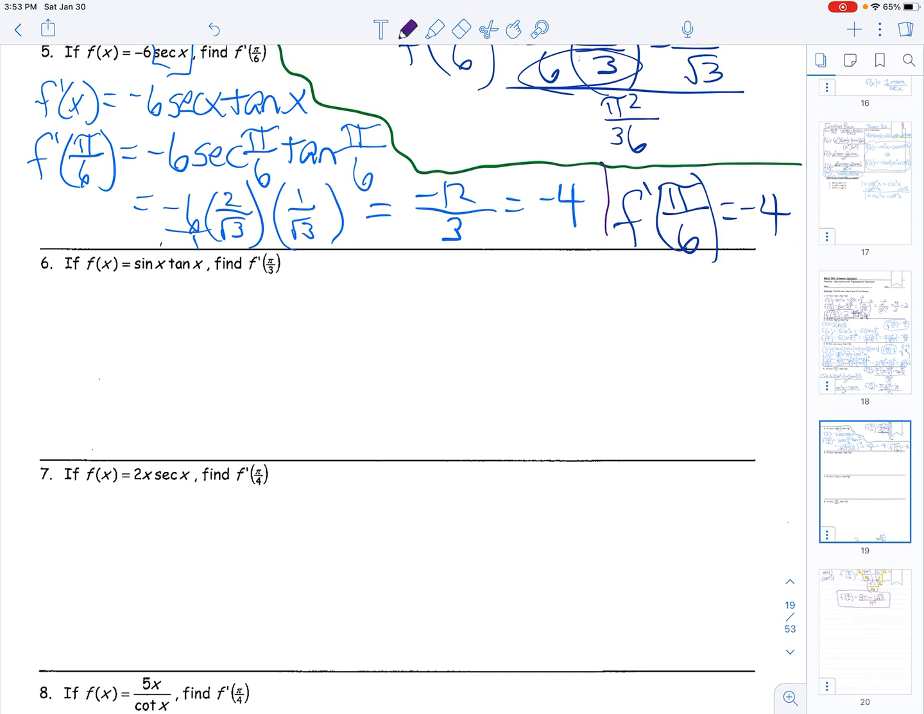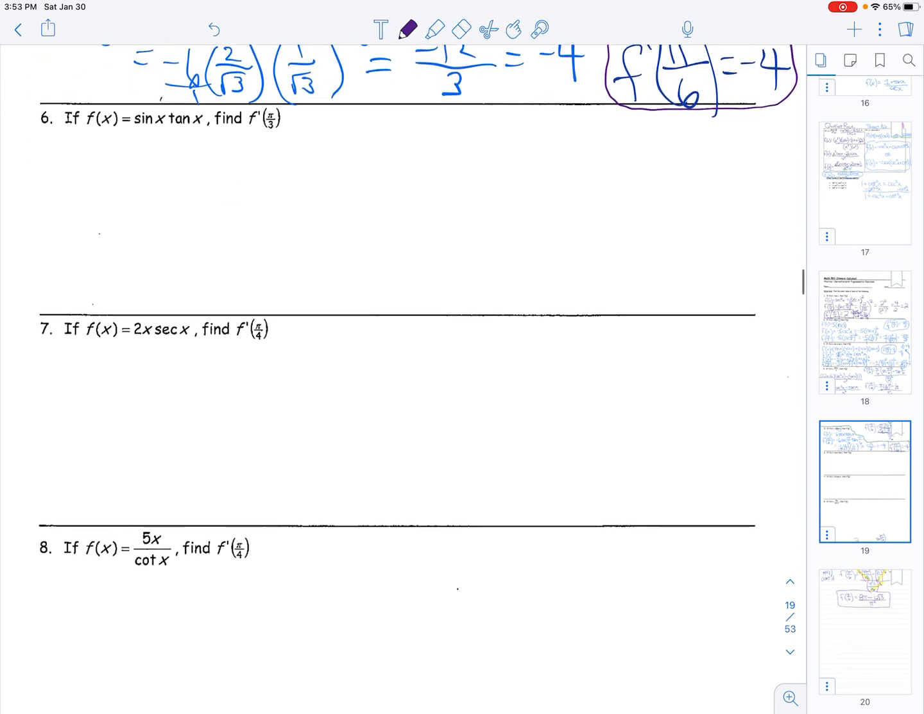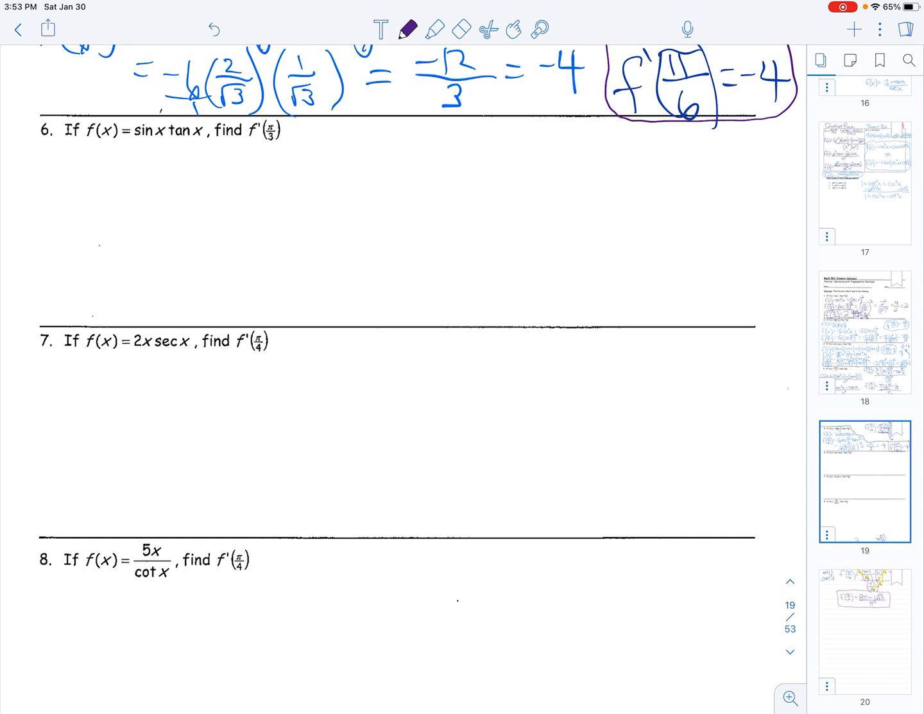Finding the exact values, eh? Alright. Well, we're gonna do some more here, people.